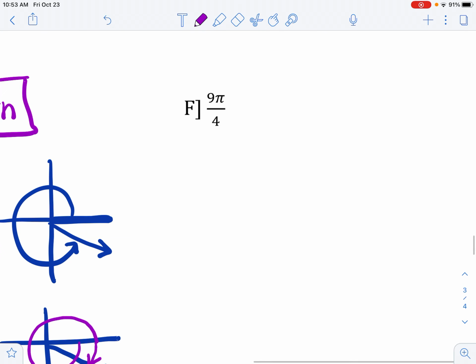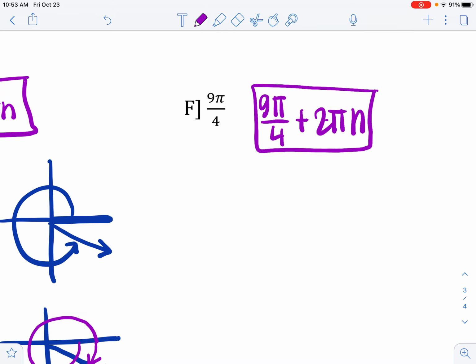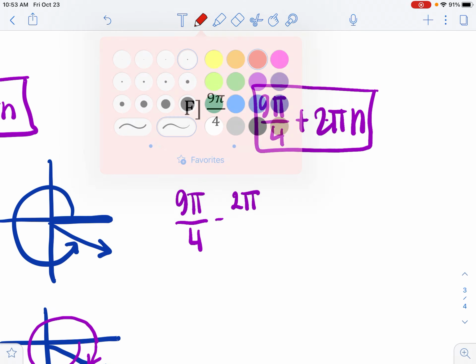All right, last one together here. I need an angle that is coterminal. So 9 pi over 4 is more than 2 pi. Any coterminal angle is 9 pi over 4 plus 2 pi n. But 9 pi over 4 is more than 8 pi over 4, and 8 pi over 4 is 2 pi. So this is more than a full rotation. So to get a positive angle, instead of adding 2 pi, I'm going to subtract 2 pi because I will still be positive.